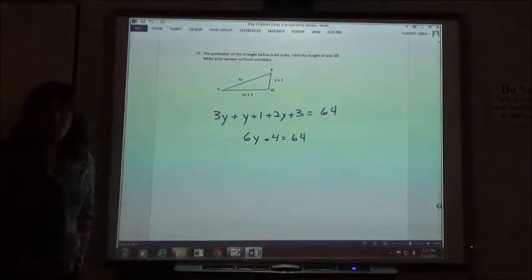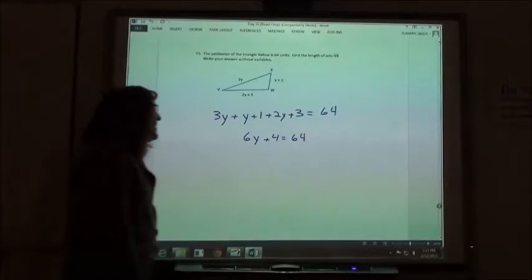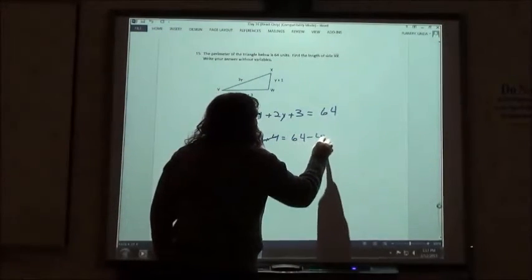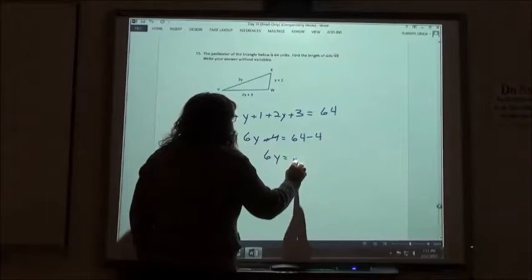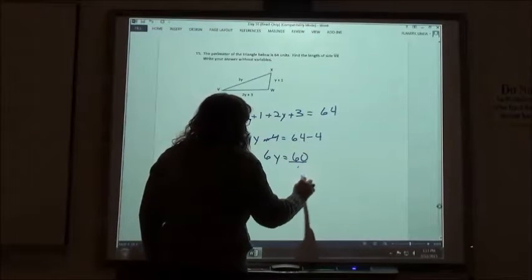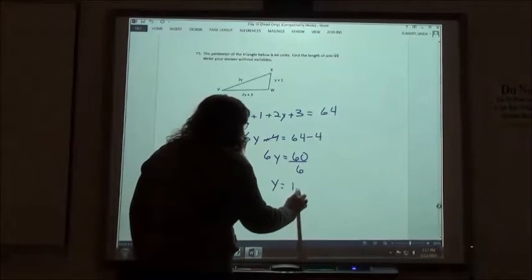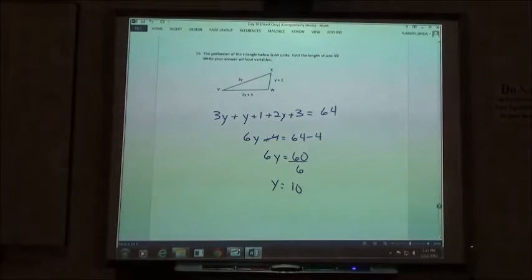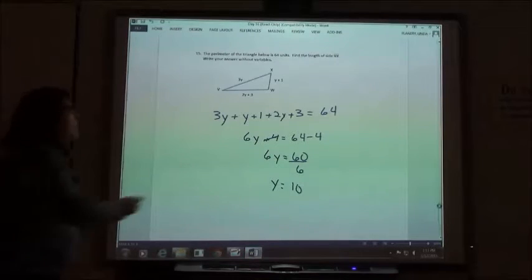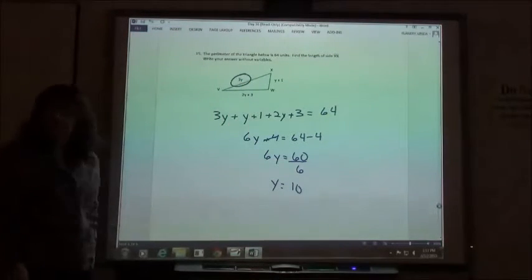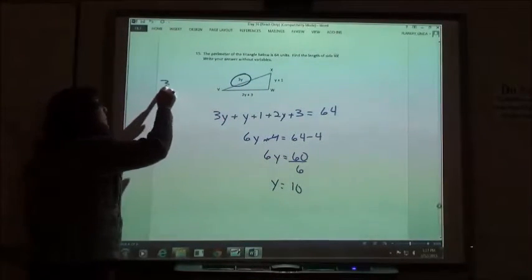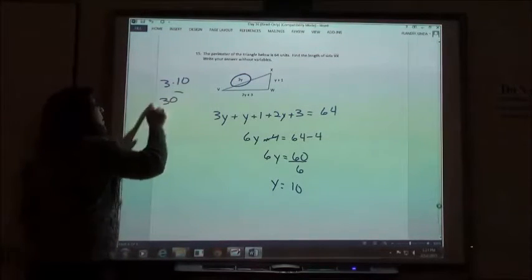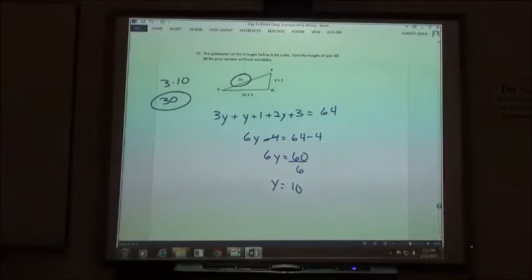That looks pretty familiar to the one above me. We're going to minus our 4. 6y equals 60. And divide by 6, so y equals 10. Now this one doesn't say find y, right? This one says find the side VX. So VX would be which side? 3y, which means I'm going to take 3 times my y value. 3 times 10, 30. Going to be the length of that side.